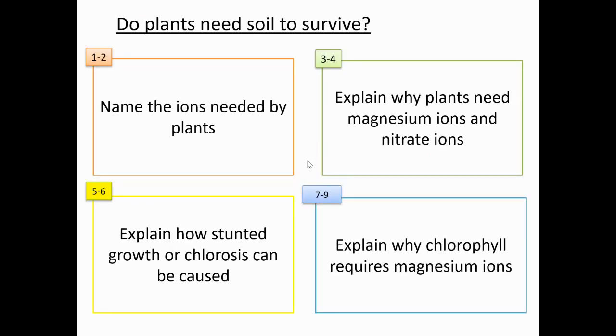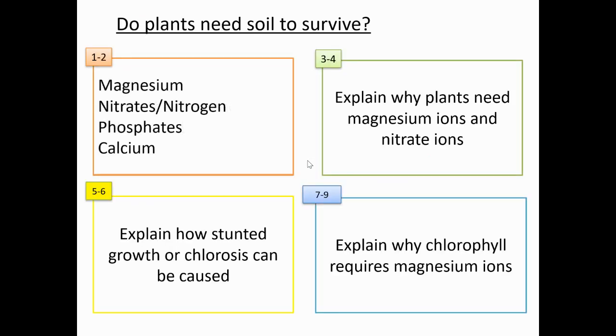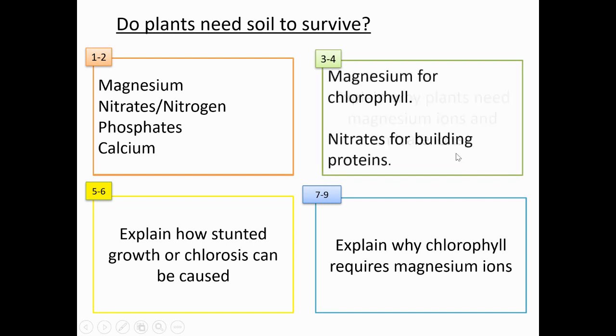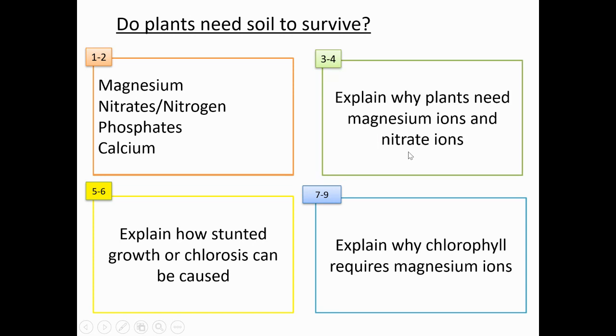Okay, name the ions needed by the plant. Well, those are magnesium, nitrates, phosphates, and calcium. Explain why plants need magnesium ions and nitrate ions. Well, magnesium is for chlorophyll and nitrates for building proteins.